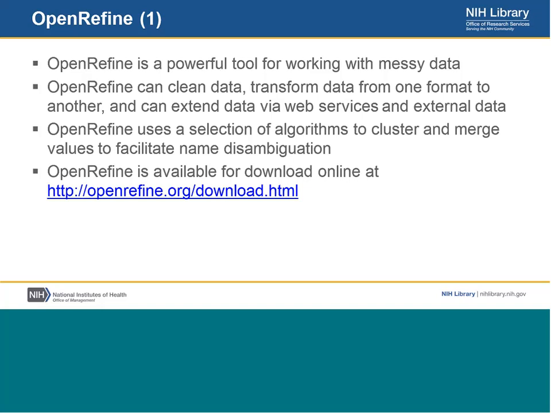There's lots of resources available online that can help explain how to do that. Additionally, one of the more powerful features of OpenRefine is that it uses a selection of algorithms to cluster and merge values to facilitate name disambiguation, which we've heard about already, is one of the more time-consuming pieces of doing bibliometrics, is that the cleaner your data set, the more accurate your analysis. And so OpenRefine can really help cut down on the amount of time that you spend resolving some of the author names and affiliation names.